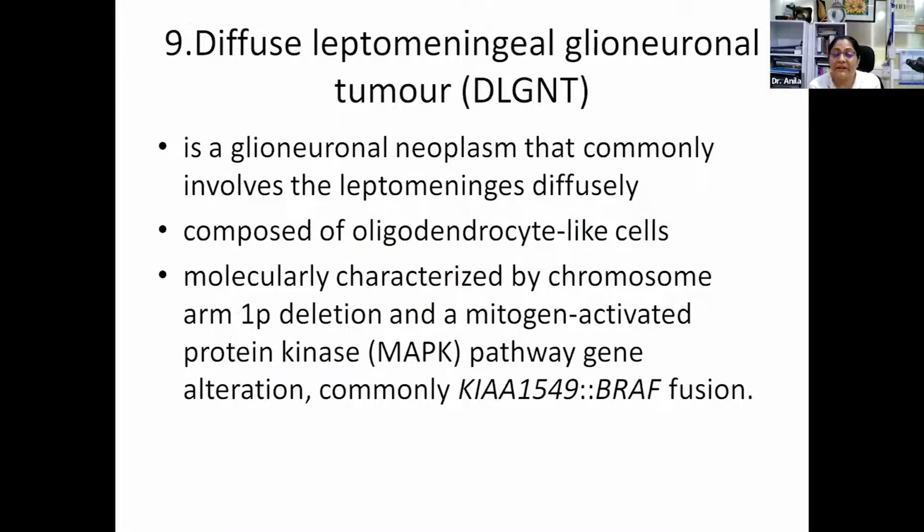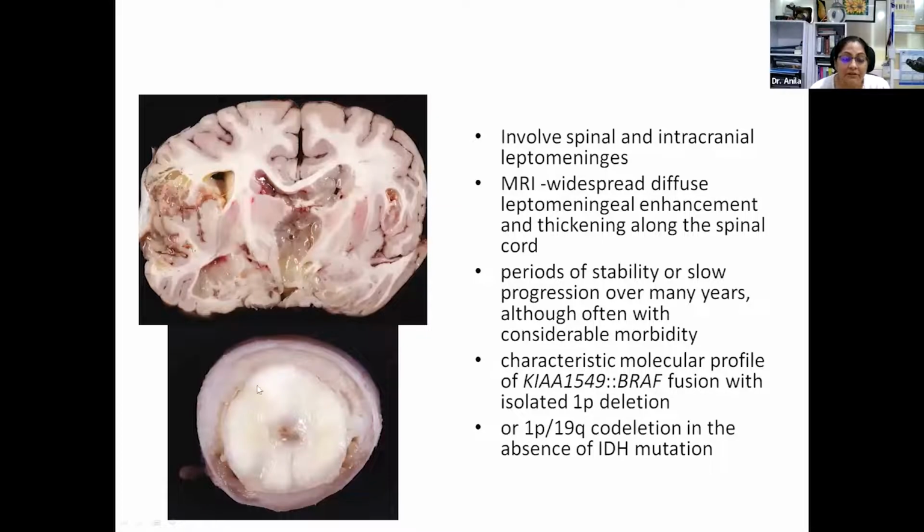Now, the next tumor type is the diffuse leptomeningeal glioneuronal tumor. It involves the leptomeninges diffusely, comprises oligodendrocyte-like cells, and is characterized by 1p deletion, MAP kinase alteration, and also KIAA1549-BRAF fusion. So this is the tumor involving the leptomeninges. This is the cut section of the spinal cord; here is the thickening, and here is the tumor. It involves the spinal and the intracranial leptomeninges.